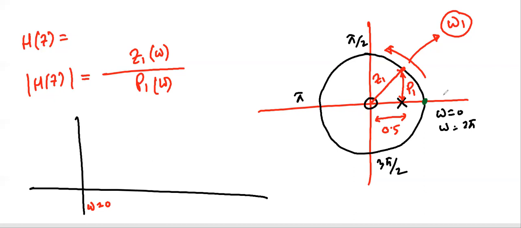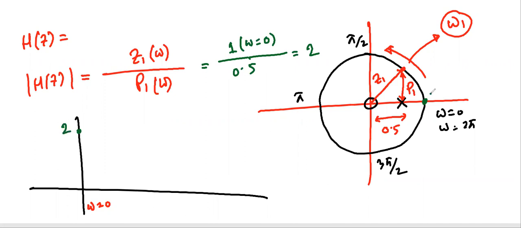The value of Z1 is equal to 1. So that is equal to 1 divided by, this is at omega equals 0. And what is the distance from the pole? That is 0.5. So that will produce the value 2. So that is the magnitude. So I'm plotting here, this is 2.